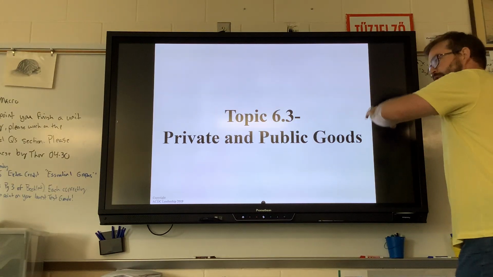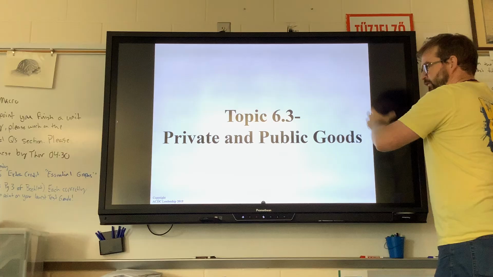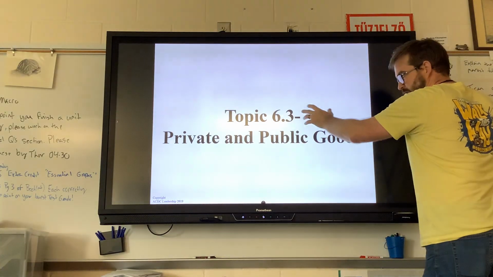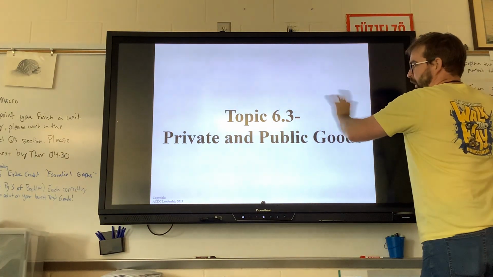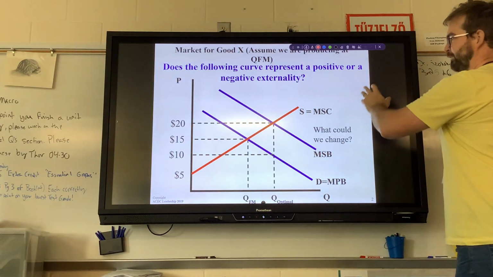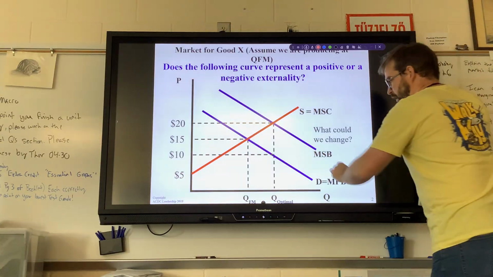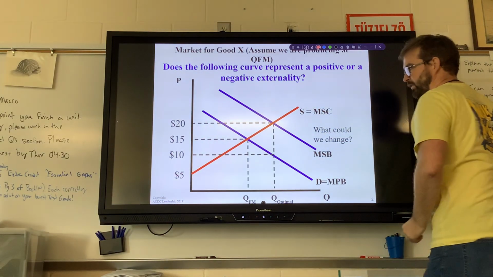This first one is building on these externalities we've been looking at, but it's looking specifically at the difference between public and private goods. So this is the 6.3 section. First off, let's do a little bit of a recap, right? So here we have our social benefit and our social cost. And our marginal private benefit, right?